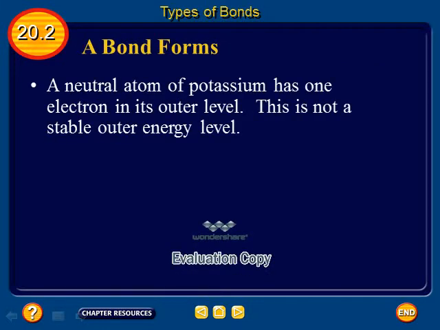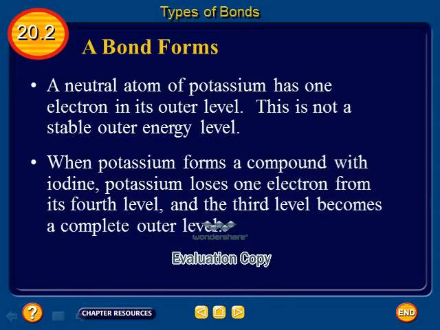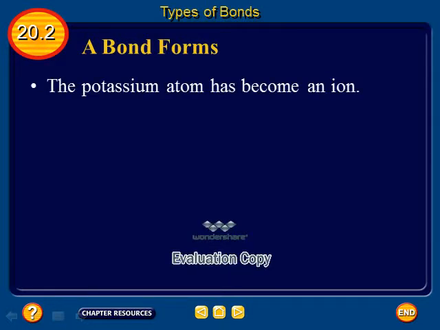A neutral atom of potassium has one electron in its outer energy level. This is not a stable outer energy level. When potassium forms a compound with iodine, potassium loses one electron from its fourth level, and the third level becomes a complete outer level, just like in the example of sodium and chlorine to form sodium chloride. The potassium atom has become an ion.